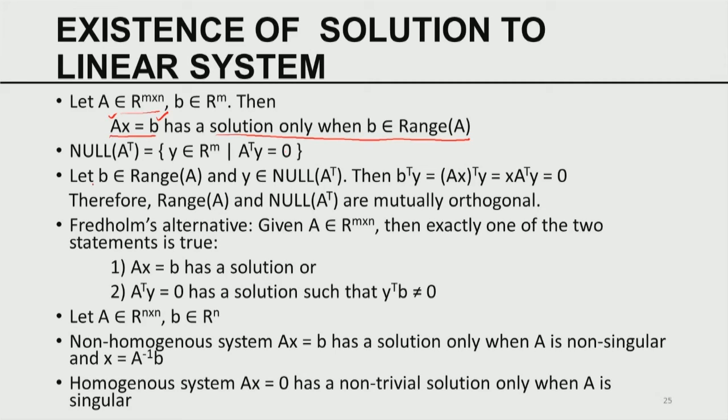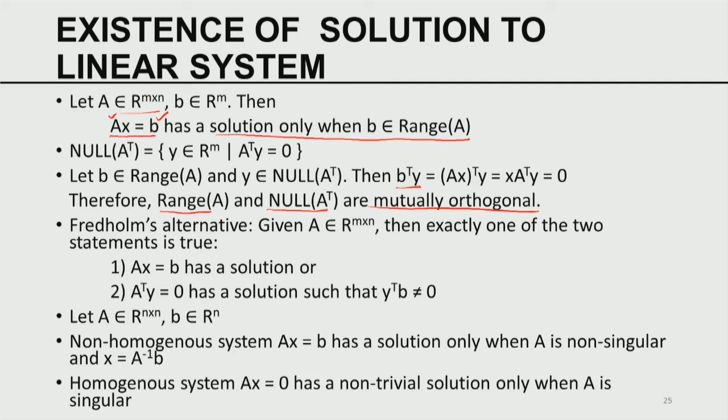So if B belongs to the range of A and Y belongs to the null space of A transpose, then B transpose Y is Ax transpose Y is X transpose A transpose Y is equal to 0. That is a property that follows from the fact that Y belongs to the null space. So what does this tell you? This is the inner product of two vectors, one from the range, another from the null space. The inner product of two vectors being 0 means orthogonality. So this essentially tells you the range of A and the null space of A transpose are mutually orthogonal.